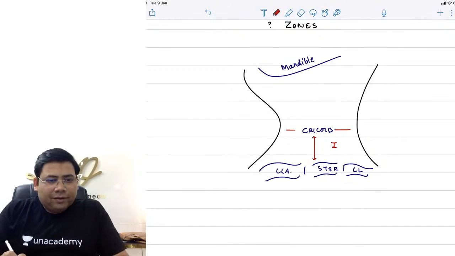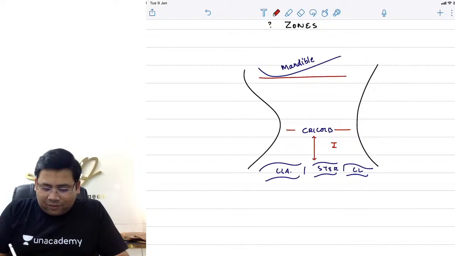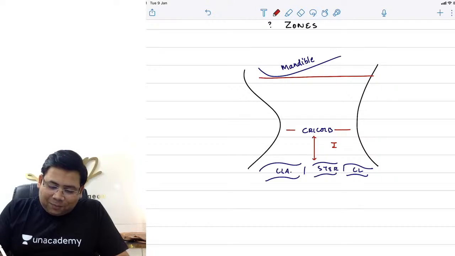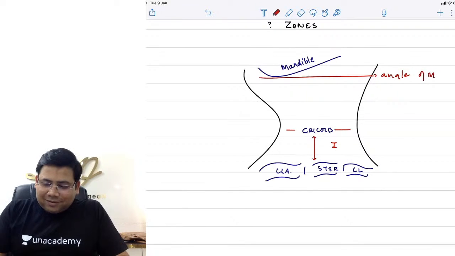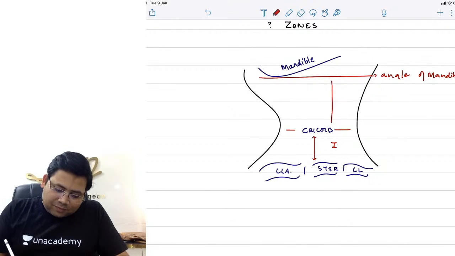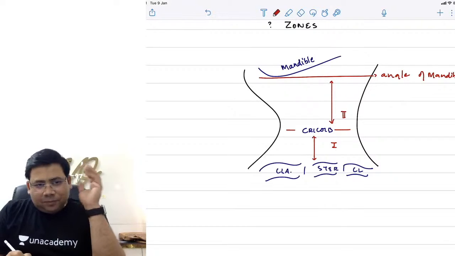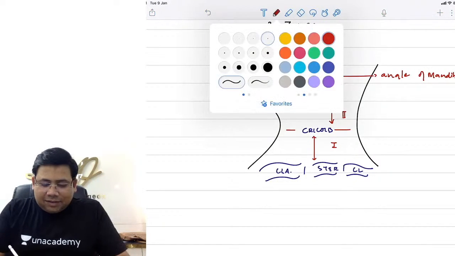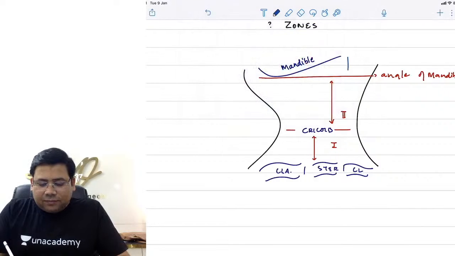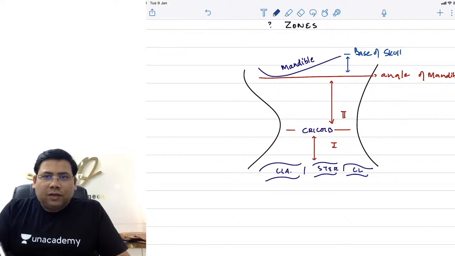From the level of cricoid up to the angle of mandible, we have a zone which is known as zone 2. And then from the angle of mandible up to the base of the skull, we have a zone which is known as zone 3. So zone 1, zone 2, zone 3.